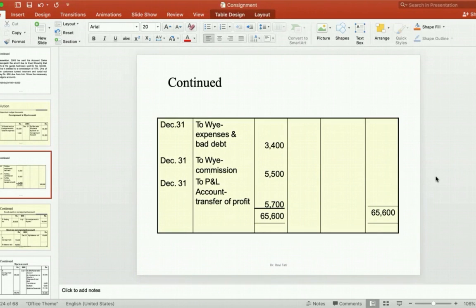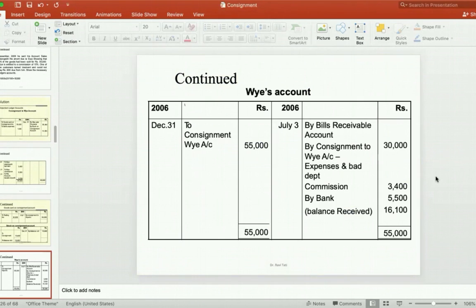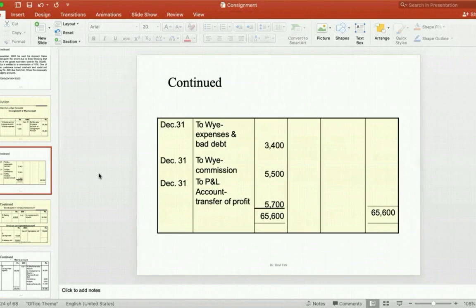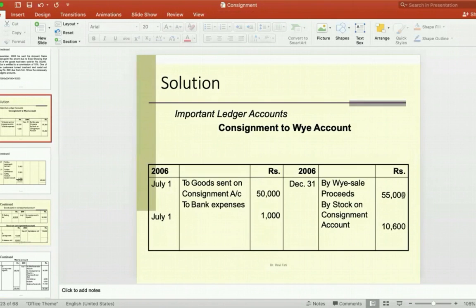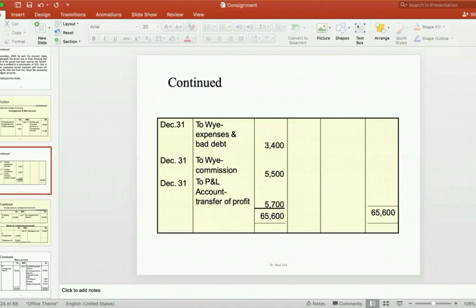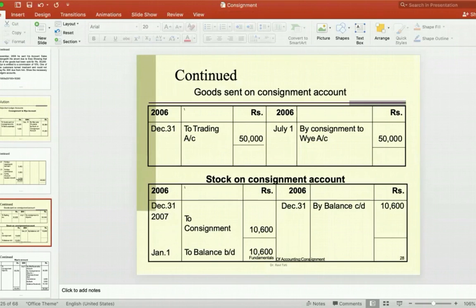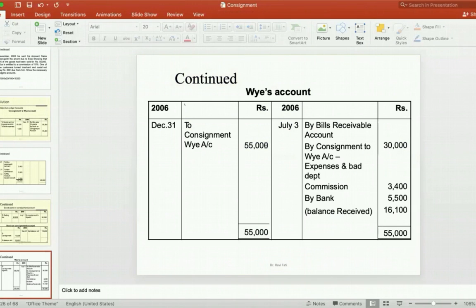Come back to Y's account. Look at this. To consignment account, it was credited, if you remember. It was credited in the consignment account, 55,000. Now, when you come back to Y's account, it is debited. Y's account to consignment account, 55,000.